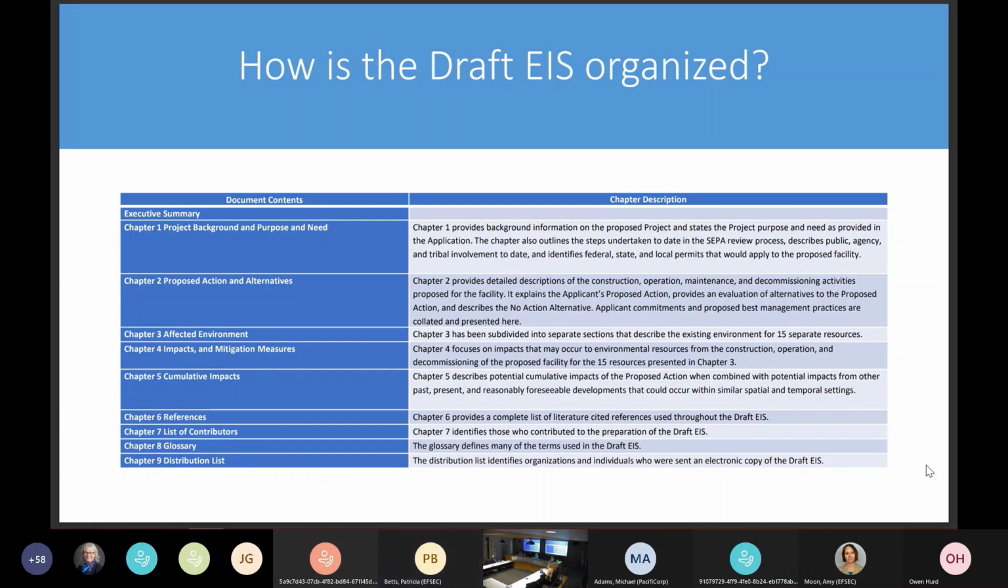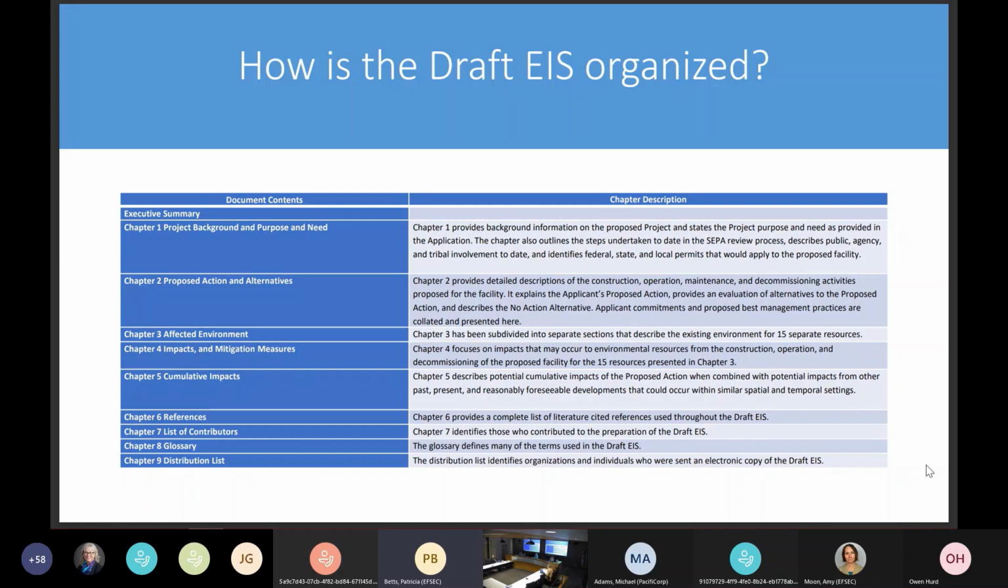The information in Chapter 2 is the applicant's description of their proposal. It covers construction, operation, and decommissioning. The applicant identified a maximum footprint for the proposal so that the adverse environmental impacts of all possible components would be analyzed. This chapter also provides a collated list of applicant commitments. So if a reader has a question about what the proposal will entail, this section should provide that information.